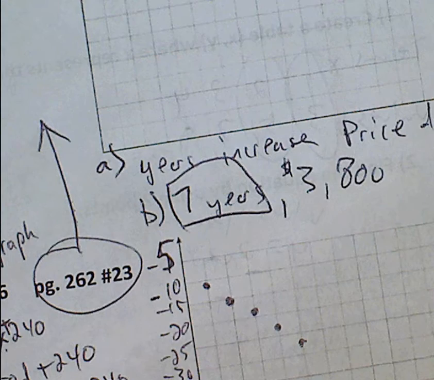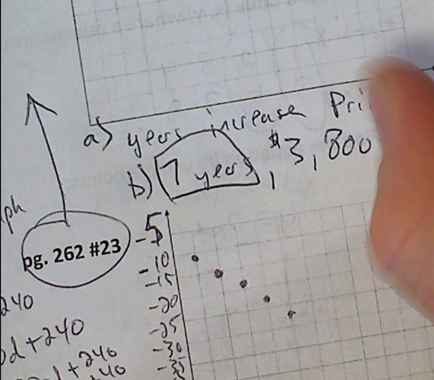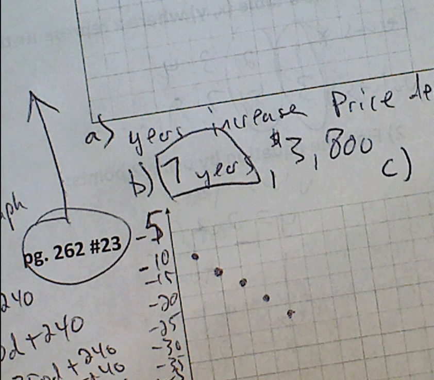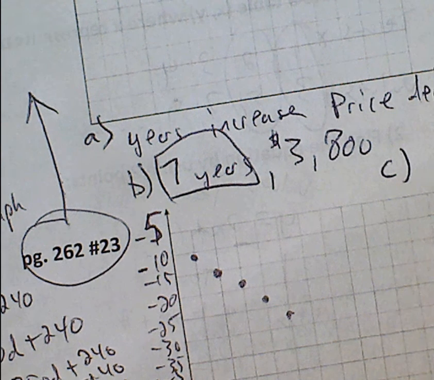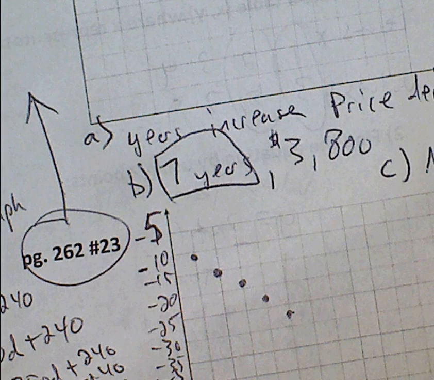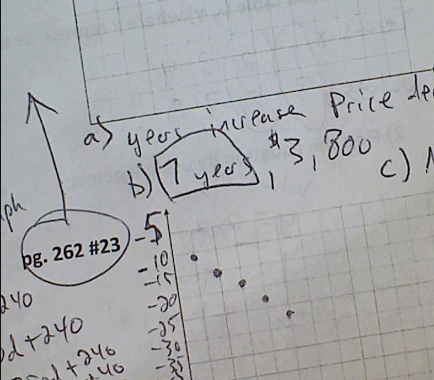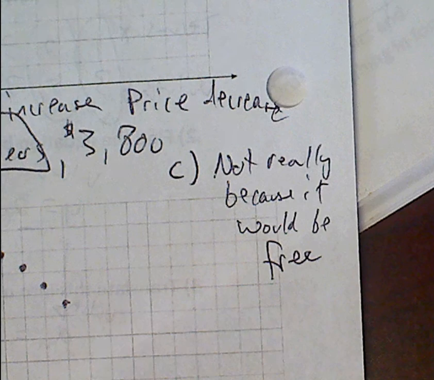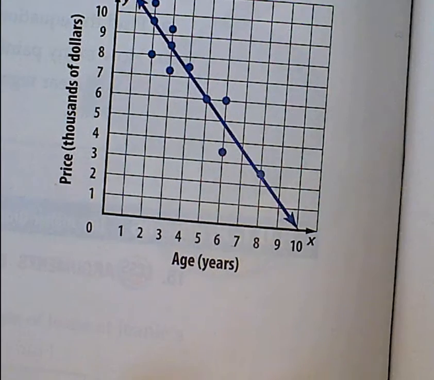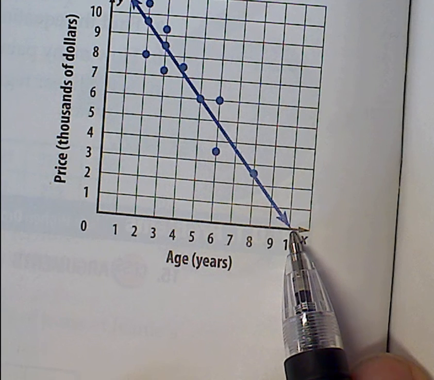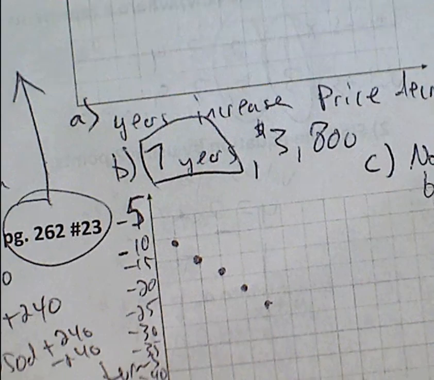That's how much it'll cost around 7 years. Letter C says, is it reasonable to use this line of fit to predict the price of a 10-year-old car? And we would say, not really, because it would be free. And what I mean by that is if you guys look at 10, 10 would be here, that's 0. Well, the car is going to be worth something, it's not going to be 0, and that's what they're trying to get at. It won't be 0. And we are done.